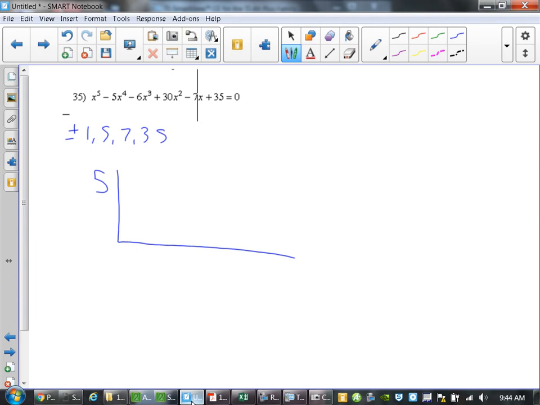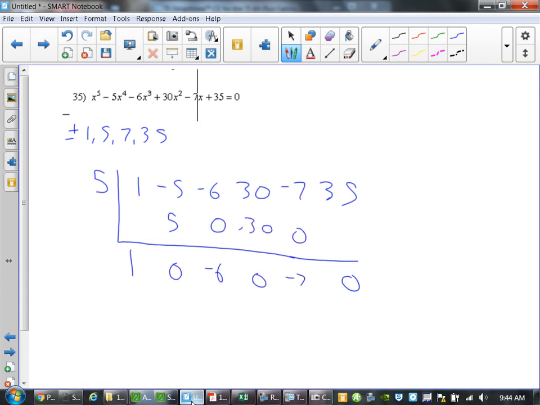So I used 5 because I know it's got to work. 1, negative 5, negative 6, 30, negative 7, 35. If we're lucky, we'll get a 0 at the end. So 1, 5, 0, 0, negative 6, negative 30, 0, 0, negative 7, negative 35, and a 0. Woohoo!